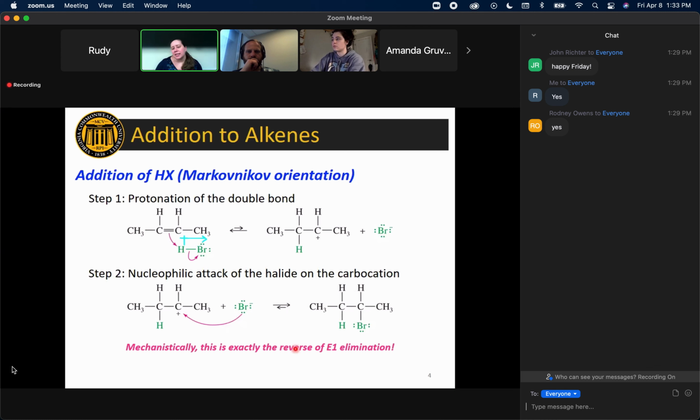Like I said, mechanistically, this is exactly the reverse of an E1 elimination. It's a two-step process where we go through a carbocation intermediate. And it does indeed follow Markovnikov's rule.